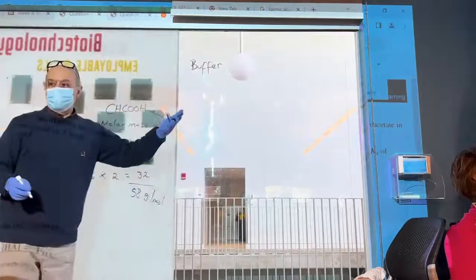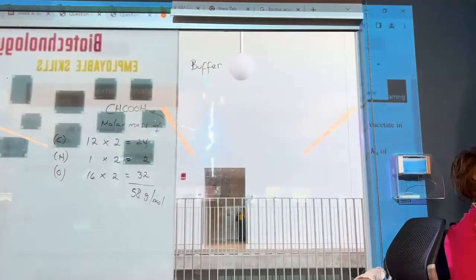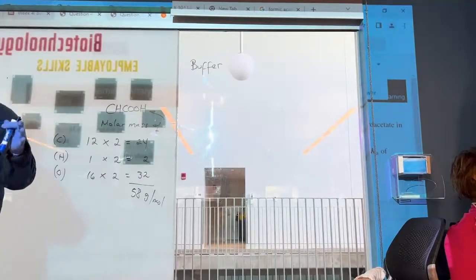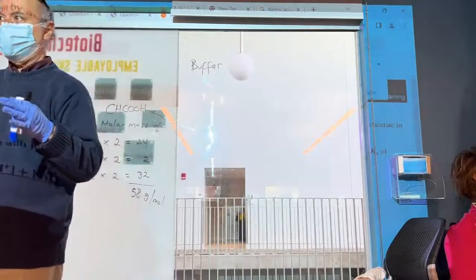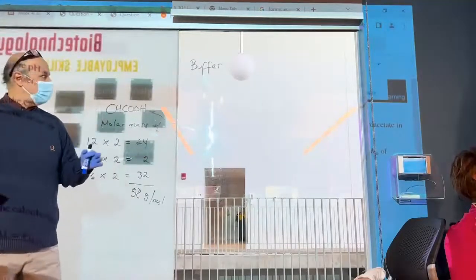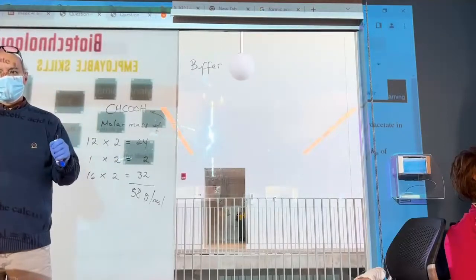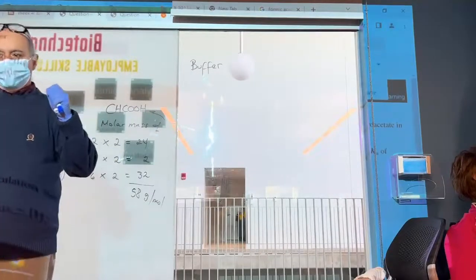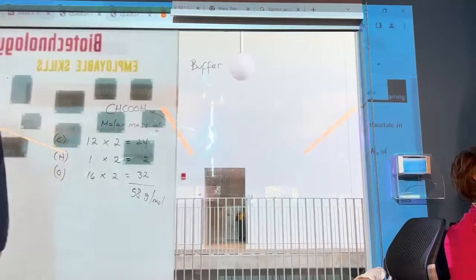I'm not going to write the definition, I'm just going to tell you the definition. A buffer is a substance that can prevent drastic changes in pH. But it can only do so to a limited capacity. It's not infinite, it's not eternal. Okay? So, there are many buffers.